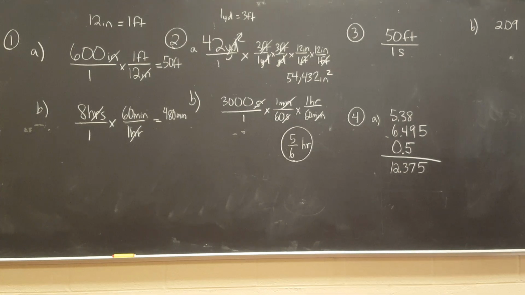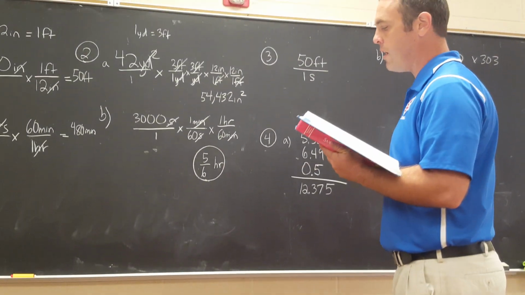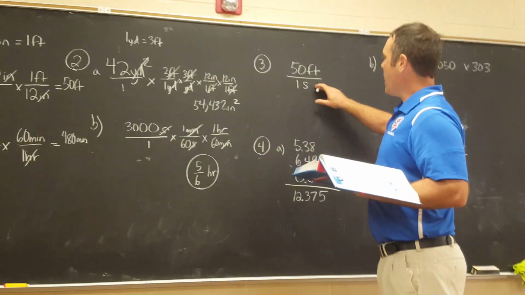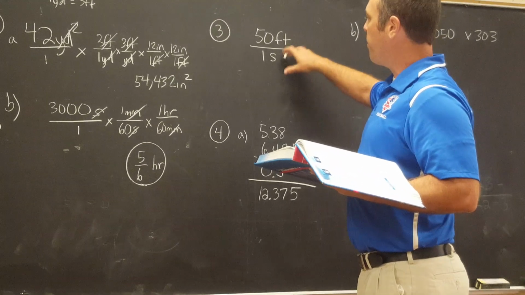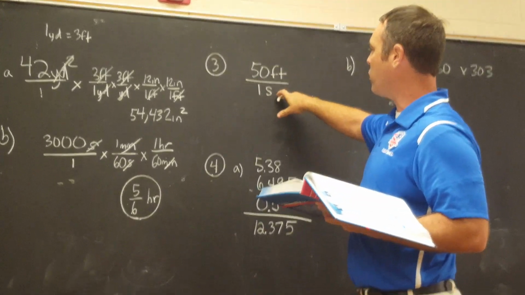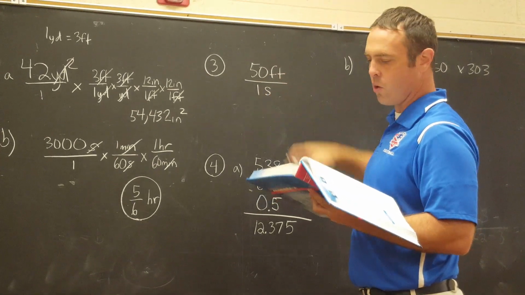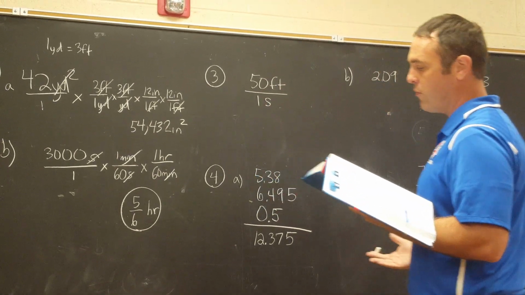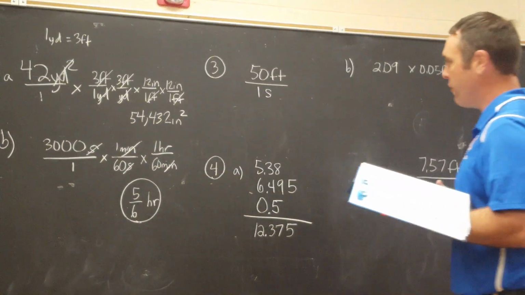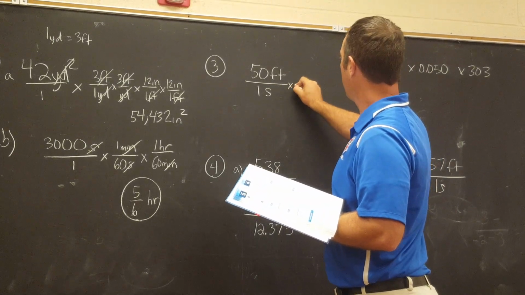All right, moving on to number 3. It says convert 50 feet per second to miles per hour. When it says per, as in feet per second, we write this as a division, as a fraction, where feet go in the numerator. When it says per second, second goes in the denominator. So we're going to have to convert 2 things. We have to convert feet to miles, and we have to convert seconds to hours. So we'll first do feet to miles.